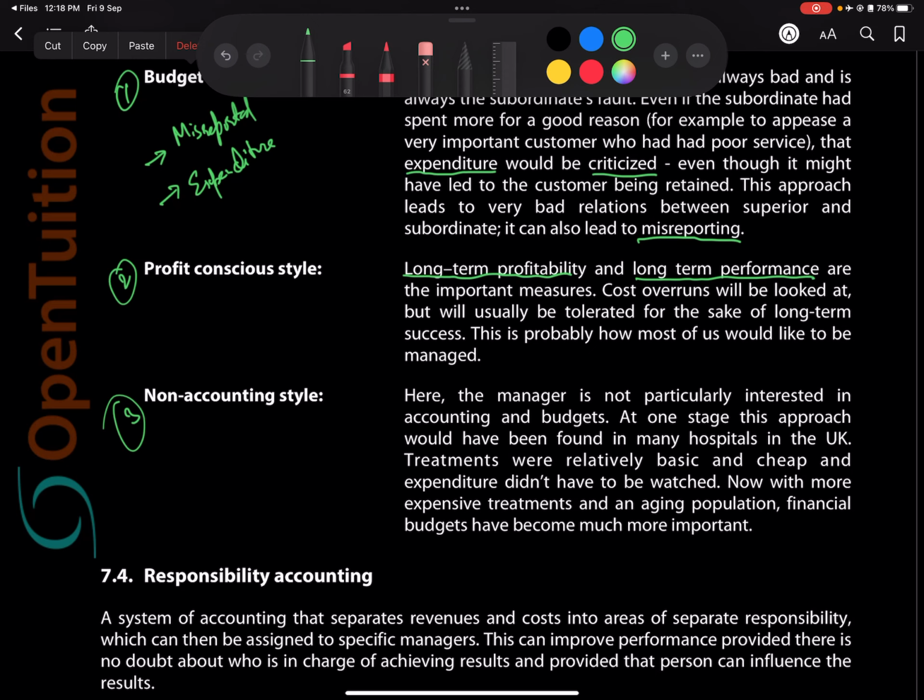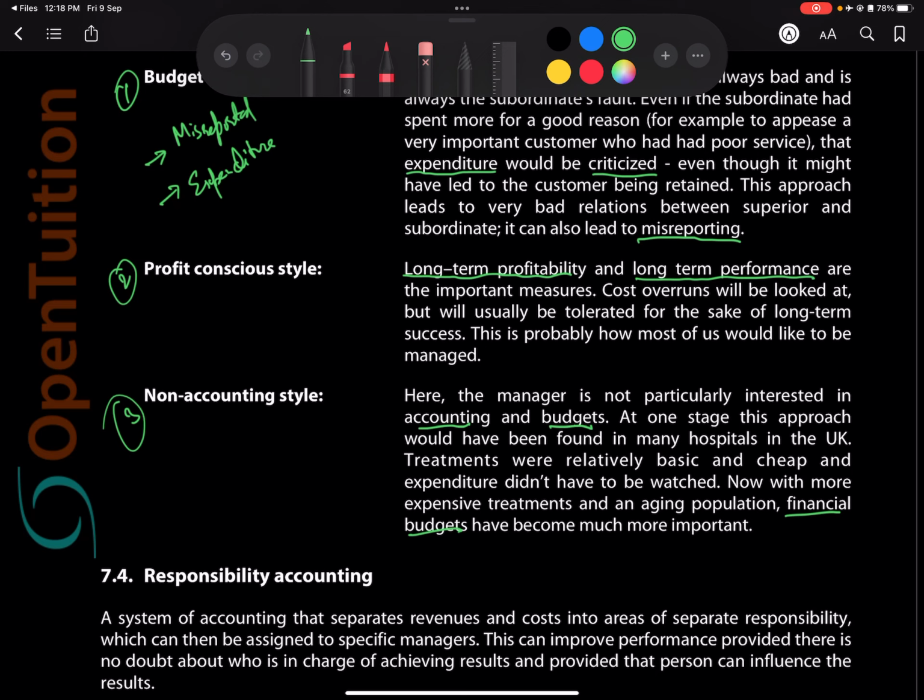Next thing, non-accounting style. So the manager is not particularly interested in budgets or accounting, not even budgets, right? At one stage, this approach would be found in many hospitals in the UK. Treatments were relatively basic, cheap, and expenditures did not have to be watched, right? Now, with more expensive treatments and an aging population, financial budgets have become more important, right? So this is the non-accounting style, which does not look at budgets or accounting, right?